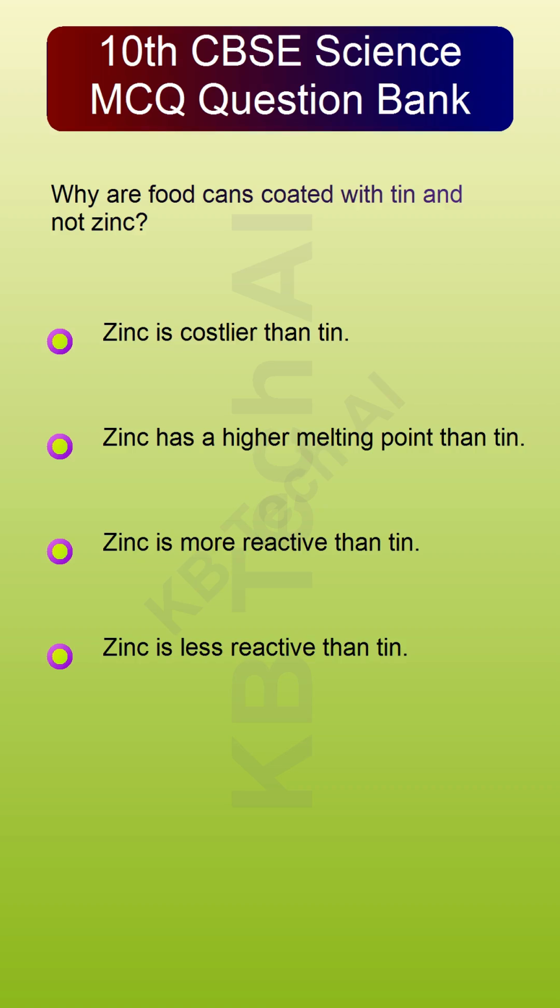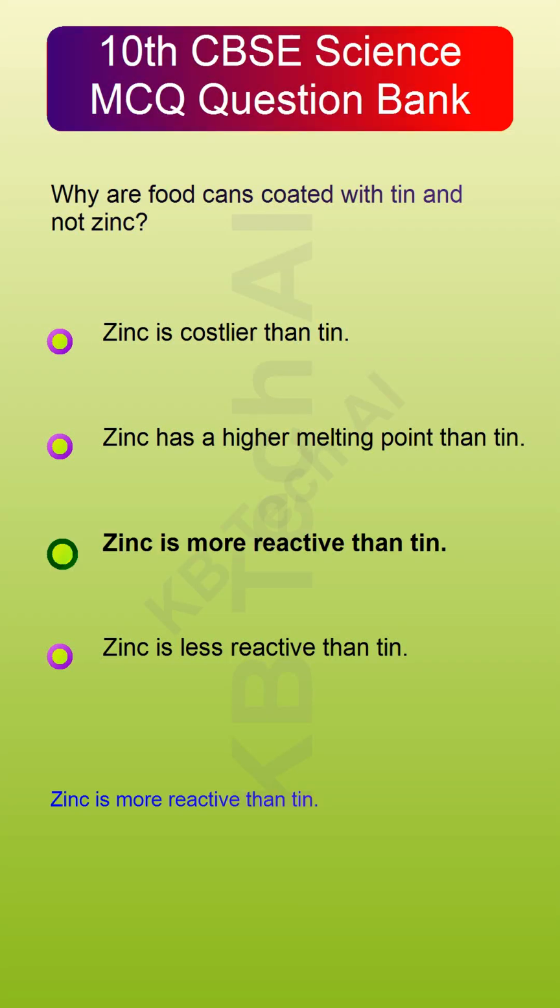Why are food cans coated with tin and not zinc? Option 1, zinc is costlier than tin. Option 2, zinc has a higher melting point than tin. Option 3, zinc is more reactive than tin. Option 4, zinc is less reactive than tin. The answer is, option 3, zinc is more reactive than tin.